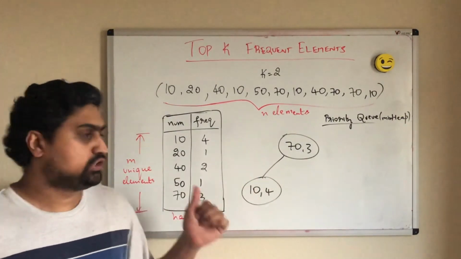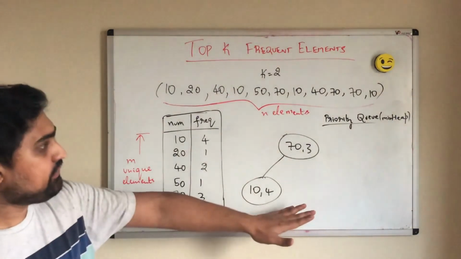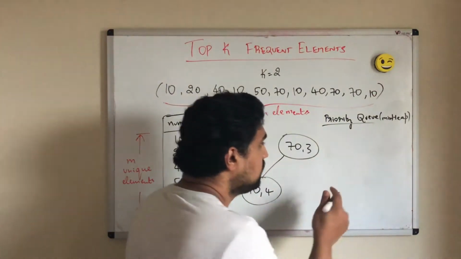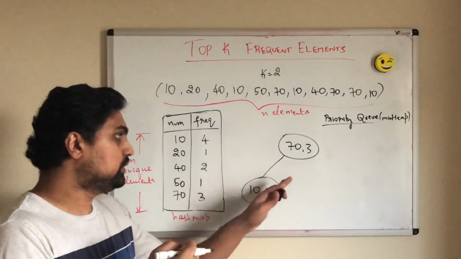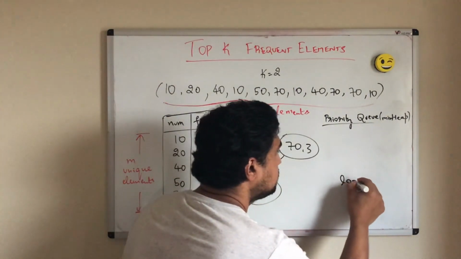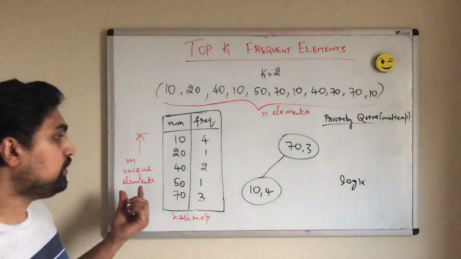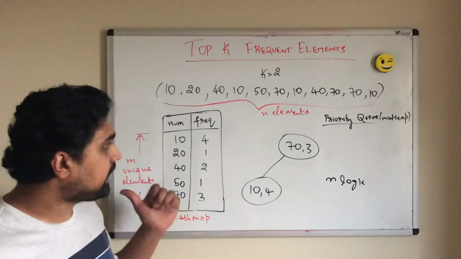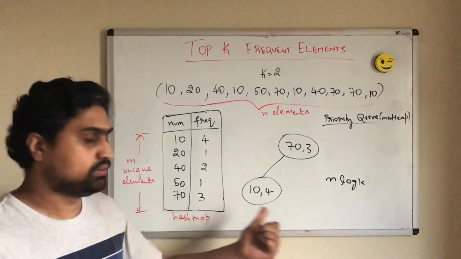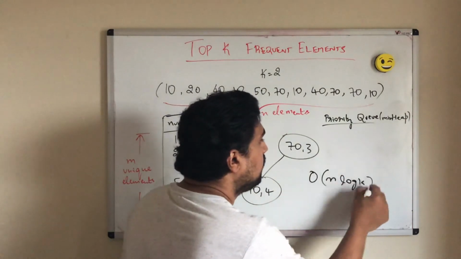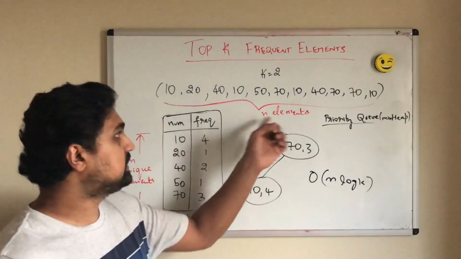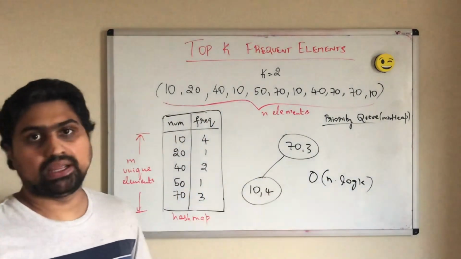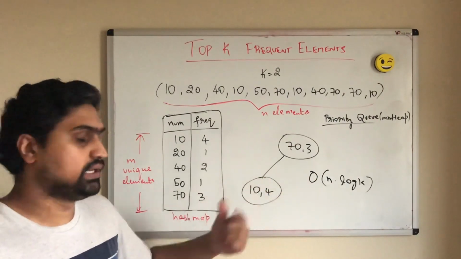Now, what is the time complexity of the priority queue solution? So here at any given point of time, we see that the priority queue contains at most k elements. So insertion or deletion to the priority queue takes log k time per insertion or per deletion. Now there are m unique elements in the hash map. So it takes m log k time to iterate through the hash map and add all of the keys of the hash map to the priority queue. So this is big O of m log k. Now in the worst case, m is equal to the size of the input set, which is n. So this is n log k. So this is the time complexity, and this is better than the sorting solution, which is n log n.